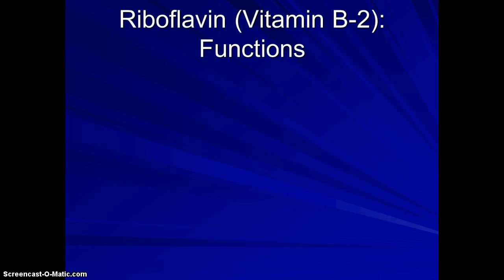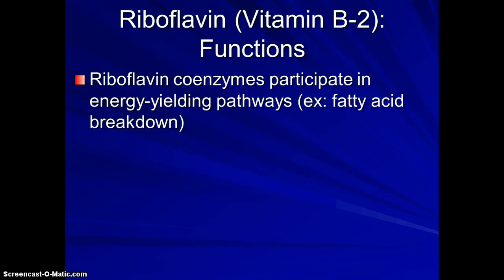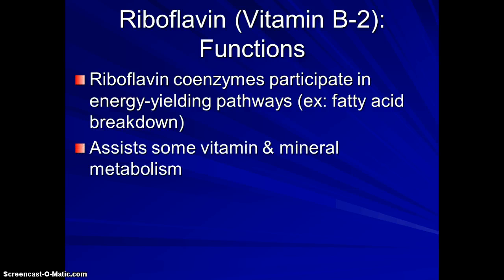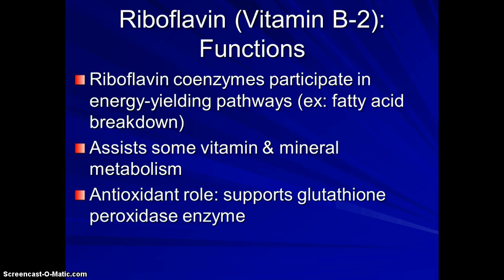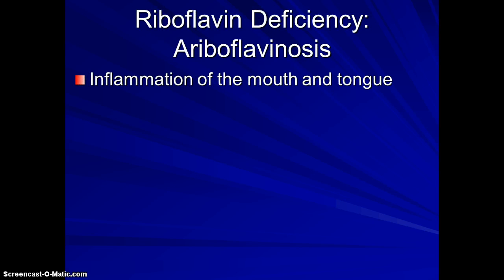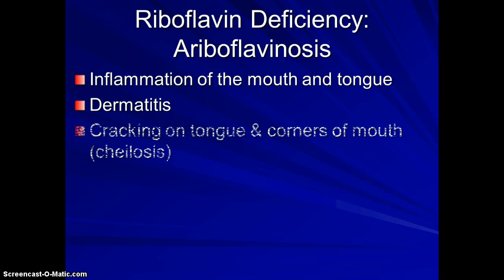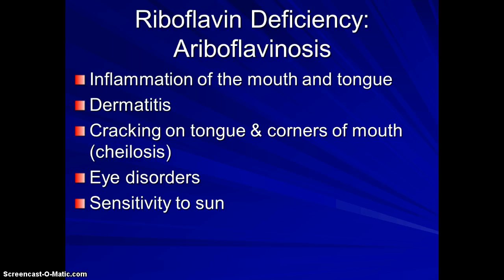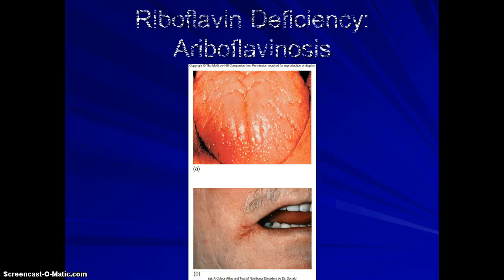All right, moving on to B2, or riboflavin. It is particularly important in fatty acid breakdown. It also supports the role of an antioxidant. And the deficiency causes inflammation of the mouth and tongue, dermatitis, cracking on the tongue, corners of the mouth, eye disorders, sensitivity to sun, confusion. And again, we don't typically see people become deficient unless they're alcoholics.